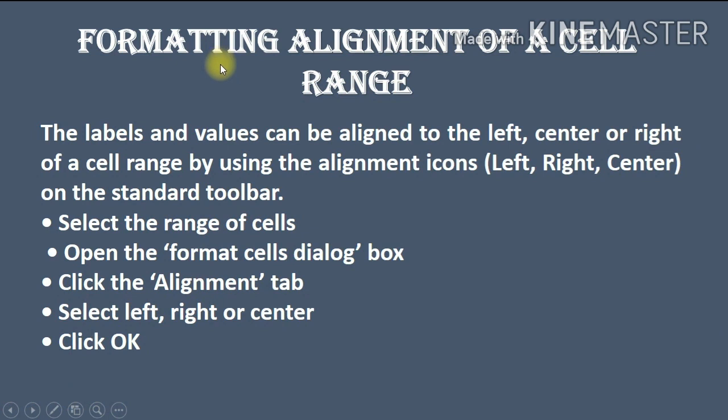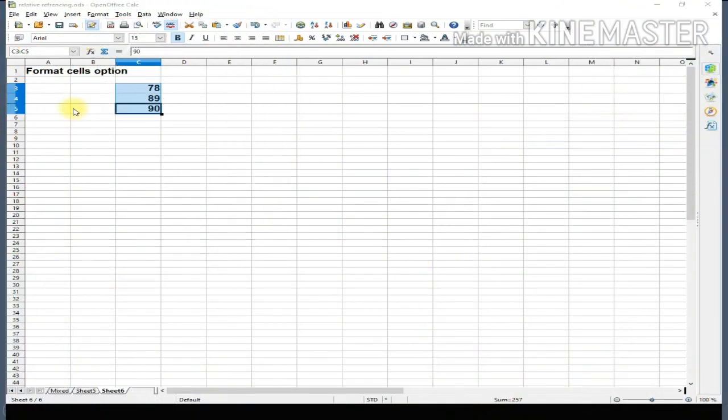Now we are going to discuss formatting the alignment of a cell range. We can also format the labels and values by using the left, right, center alignment icons which are present on the standard toolbar. First we have to select the range of cells and then open the Format dialog box and click the Alignment tab and select left or right or center alignment. At the end we have to click OK. Then the text will be aligned.